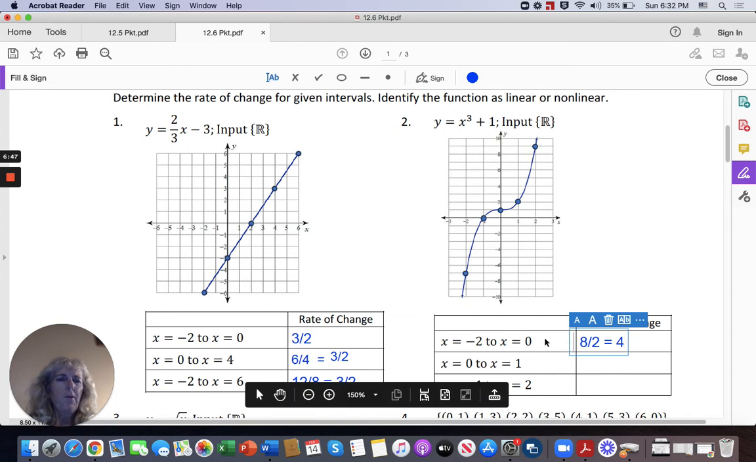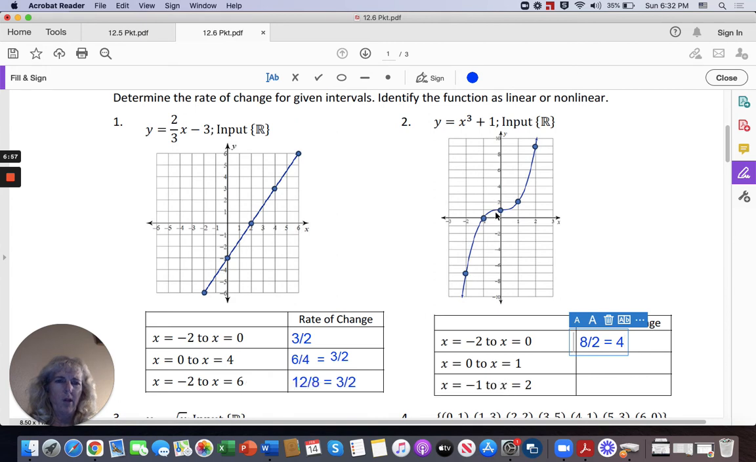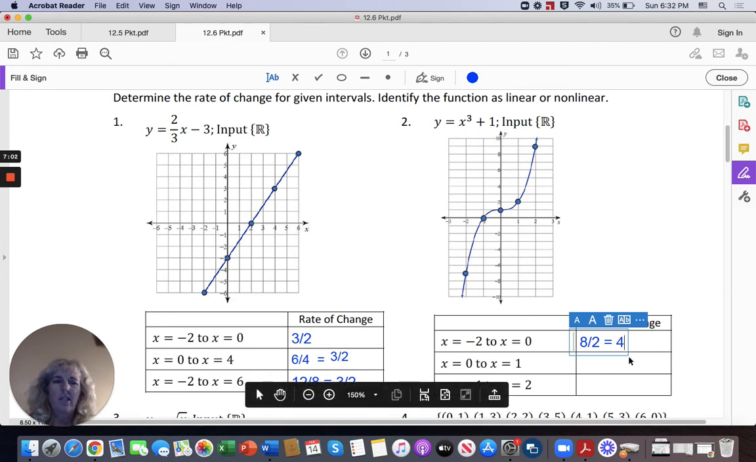So if it's an improper fraction, you can leave it, but if it reduces to a whole number, you need to write the whole number. So it basically rises 4 over 1, rise 4 over 1. Even though it's not a straight line, you will have the rate of change as 4.